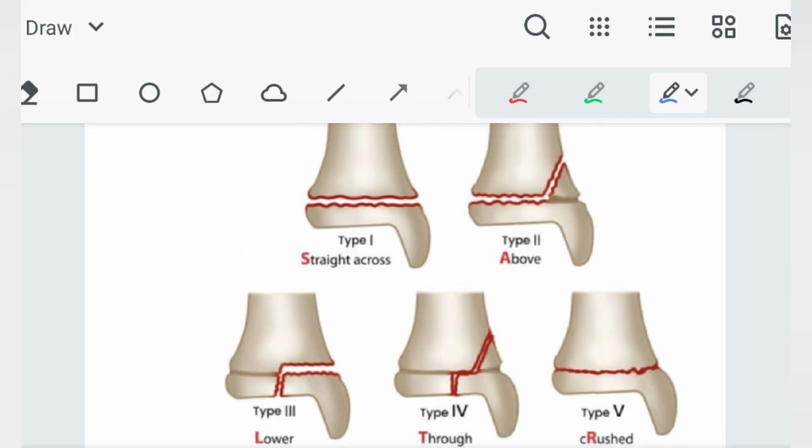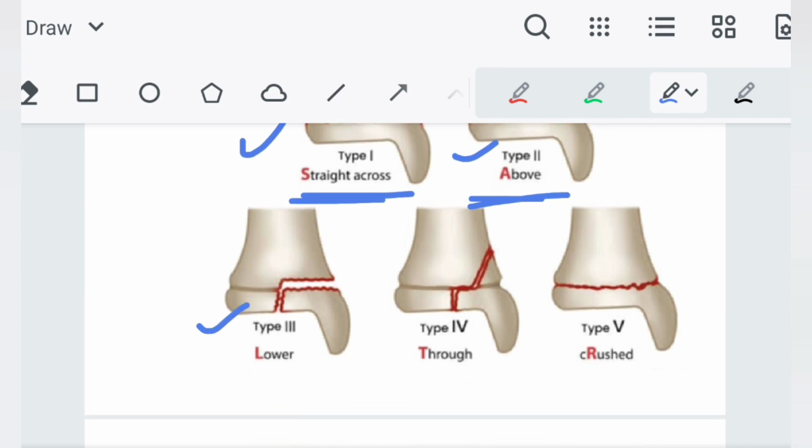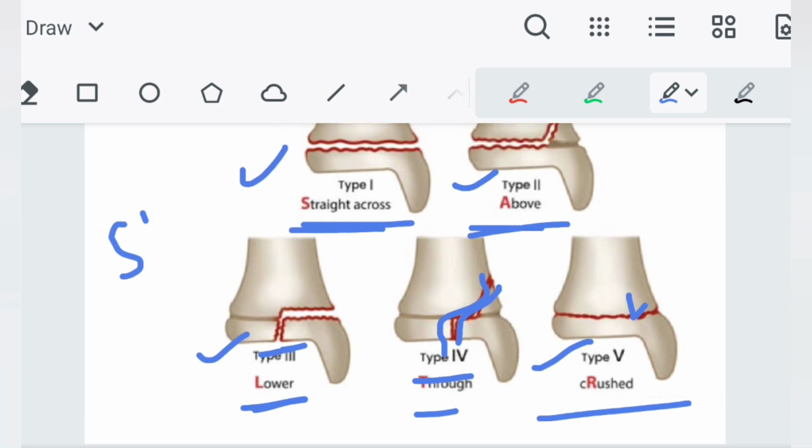In type 1, the fracture line was straight across. In type 2, the fracture line is above the growth plate. In type 3, it's below the growth plate. In type 4, it's through the total growth plate. And in type 5, there is complete erasure of the growth plate, or the growth plate is completely crushed. So the mnemonic was Salter, SALT and ER. So this is it for today.